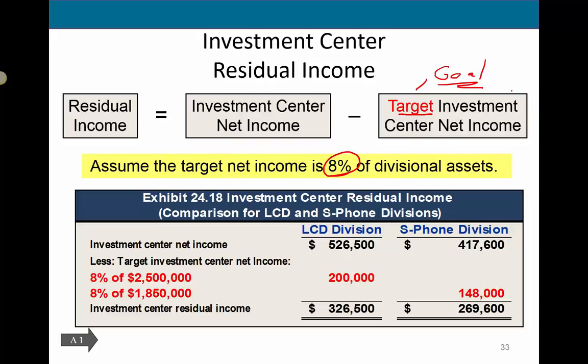So we say, okay, this LCD division has residual income of $326,000. This one over here, the S phone, is $269,000. That gives us another way to compare those. Even though possibly the ROI is higher for one, maybe the total amount of residual income is higher for the other, depending on how much they're investing and gaining from the investment.